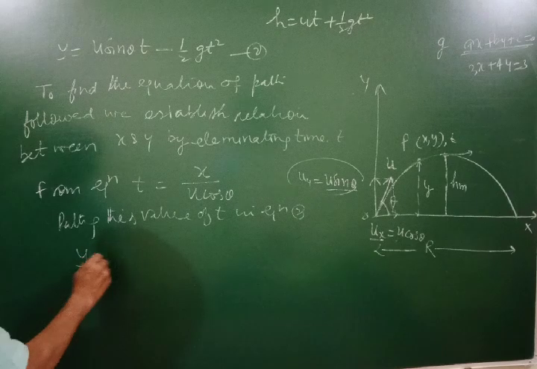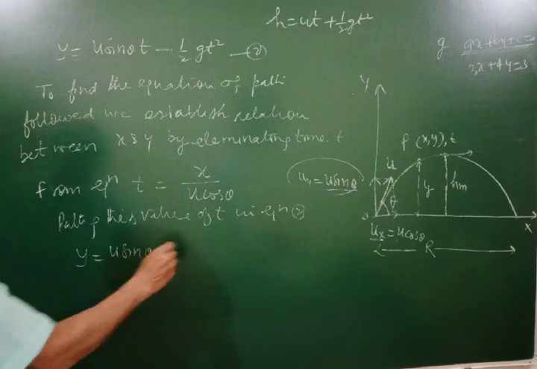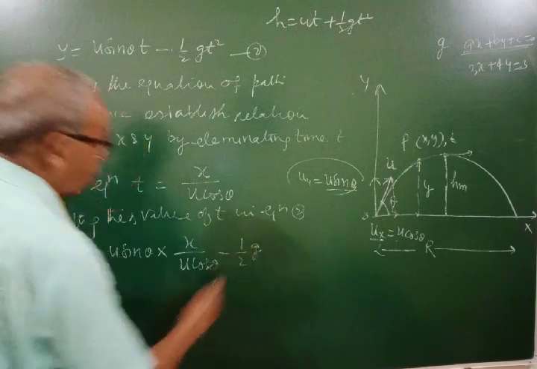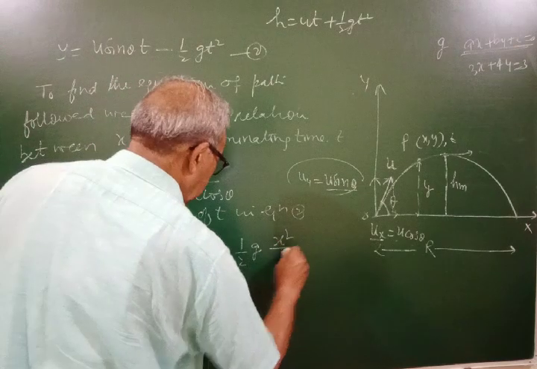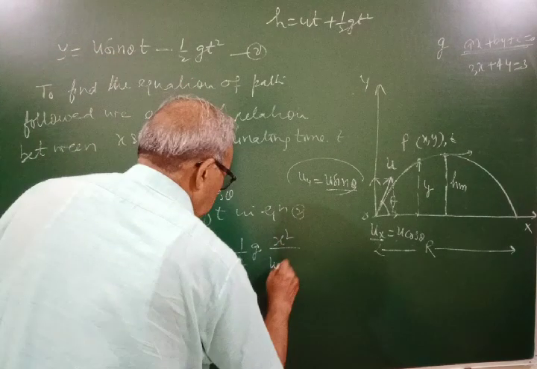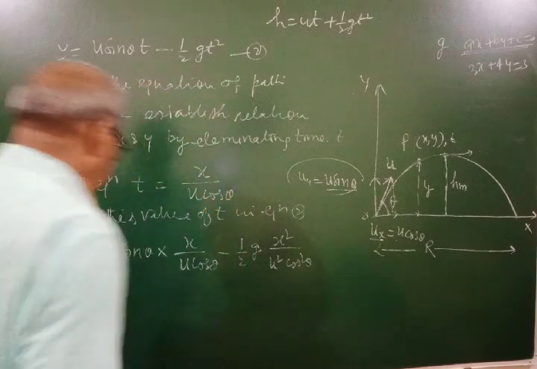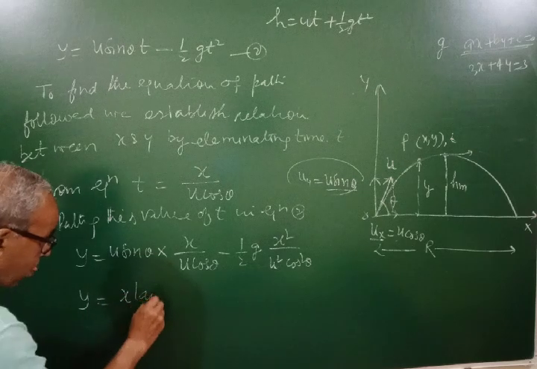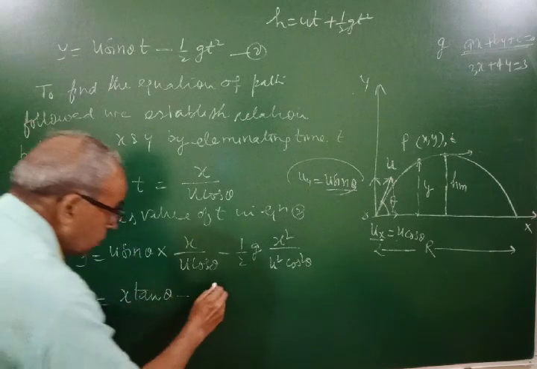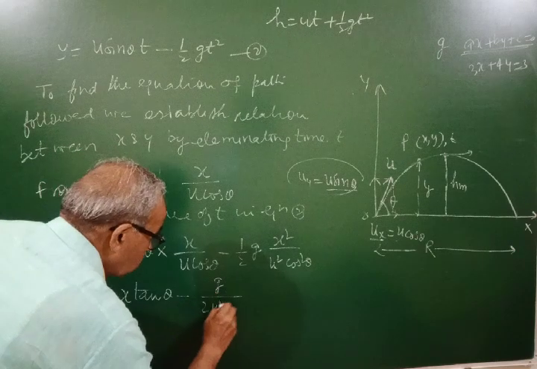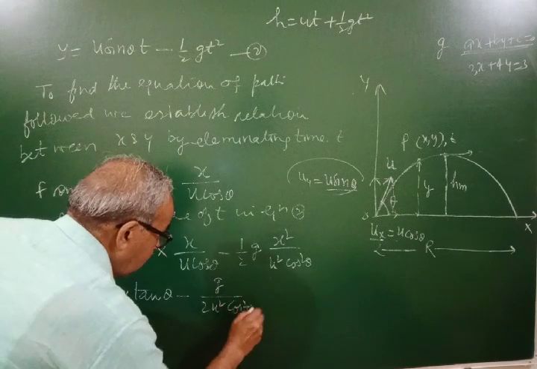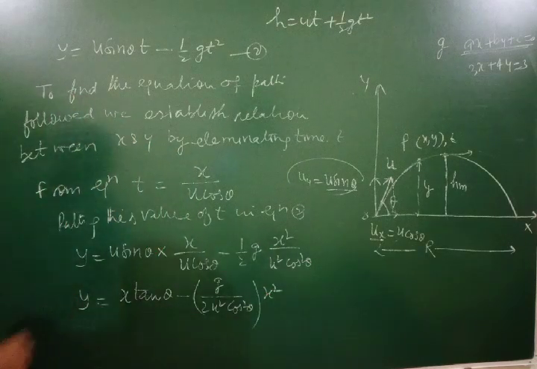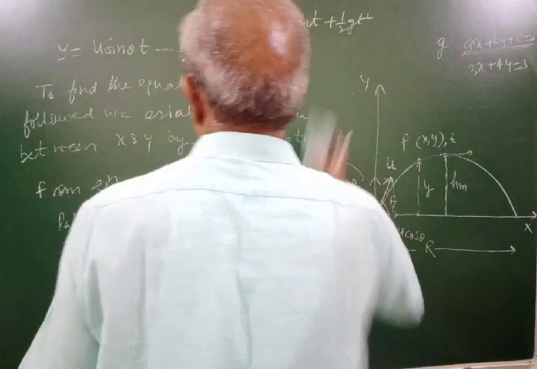we get y equal to u sin theta into x upon u cos theta minus half g into x square upon u square cos square theta. u cancels, so y equal to x tan theta minus g upon 2u square cos square theta into x square. Now time t is eliminated. This is the equation for the path of the projectile.